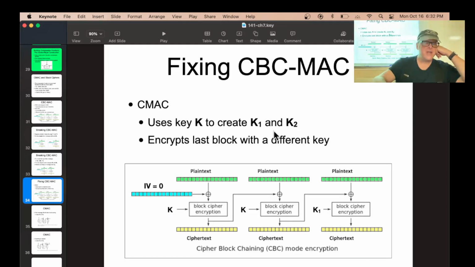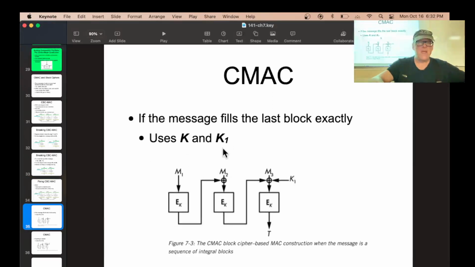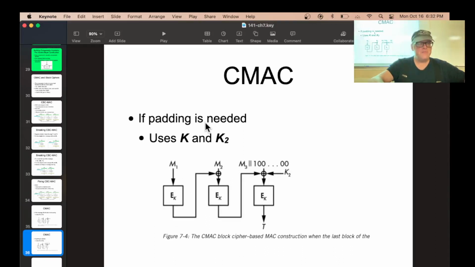So to fix it, you do the same thing you did with AES. You don't use the same key over and over. You may use the key to create key 1 and key 2, and now you encrypt the last block with a different key. That does it. Now this process is not so simple, and so if you have multi-block messages, you use the original key and just use a different key, K1, for the last step. If the message fills the last block exactly, use K and K1, and if it doesn't, then you use padding and use K and K2.